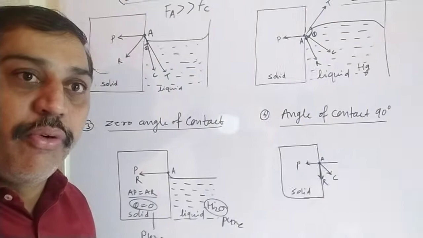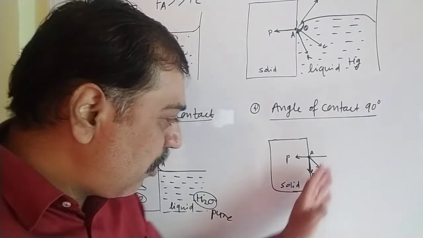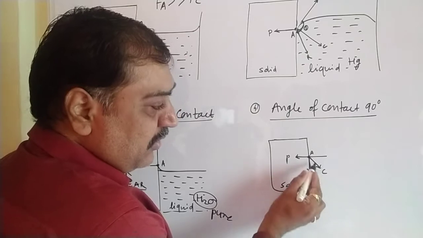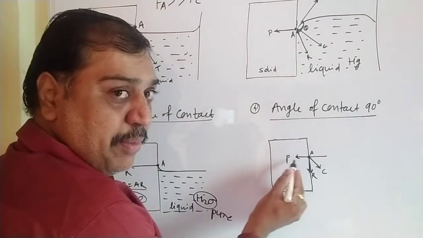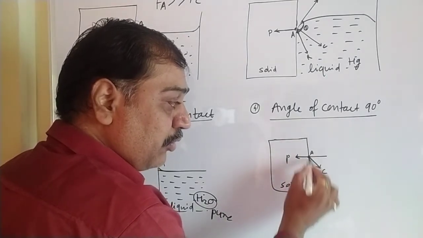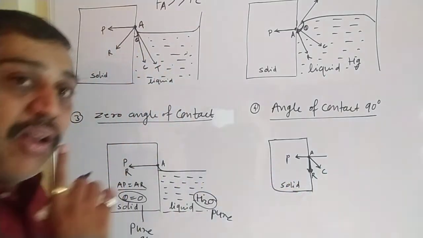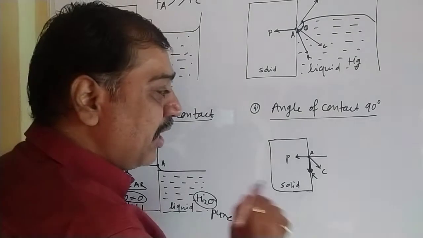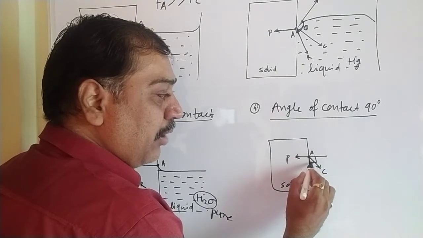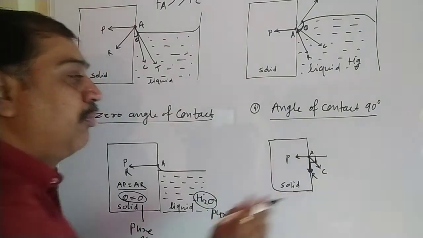Let's go to the fourth diagram, which I have drawn here. If you see here, the angle of contact is 90 degrees. There are certain liquids, I have not drawn the liquids here, such that the cohesive forces represented by AC and adhesive forces represented by AP give a resultant AR exactly parallel to the solid surface. Then we can say the angle of contact is 90 degrees. If you measure it here, it comes to be 90 degrees. So 90 degree angle of contact is found in such types of solid-liquid pairs.